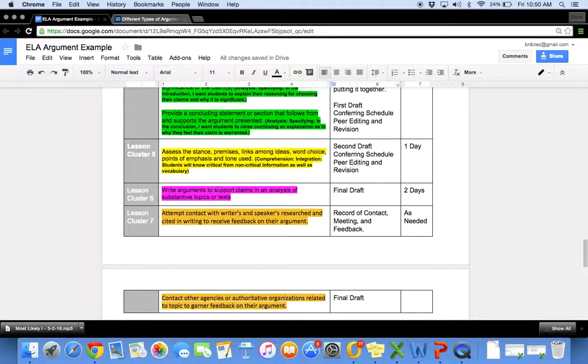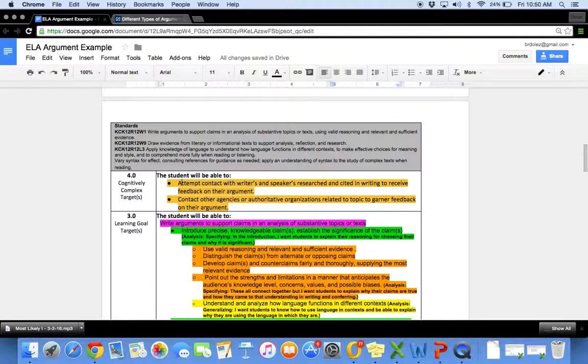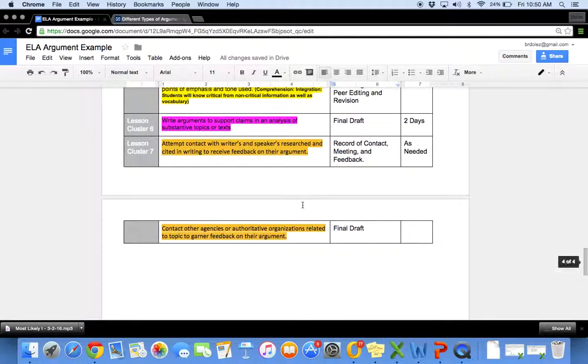And lesson cluster 6 is where they write their final draft. What I did not include in my research one was a lesson cluster 7, where if a kid has really nailed this argumentative paper, and I've got some kids who are not quite there yet who need a little bit more support, what do I do for the kids who have got it? I think that because of technology and how easy it is to reach out into a world beyond school, I'm going to have them try to contact agencies, authoritative organizations, or even the writers themselves of the information they've researched and get feedback from them.